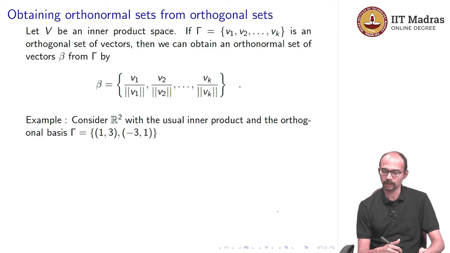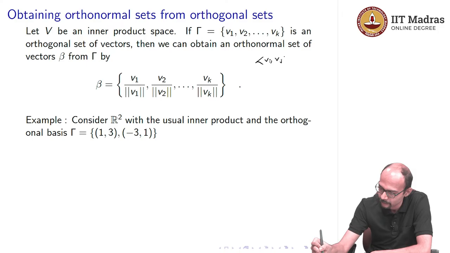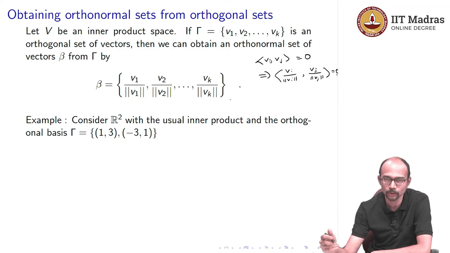So, why is it an orthonormal set? The reason is because this is exactly what we did in the previous example. Each of those vectors was divided by its norm, which made it orthonormal. And the orthogonality was evident already. So, here also that is what is happening. Here we have that vi, vj is 0. This will imply that vi by norm vi comma vj by norm vj is 0. And so, this is orthogonal. So, this new set beta is orthogonal.